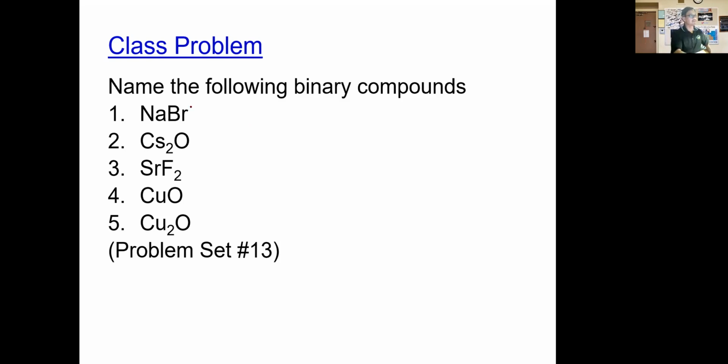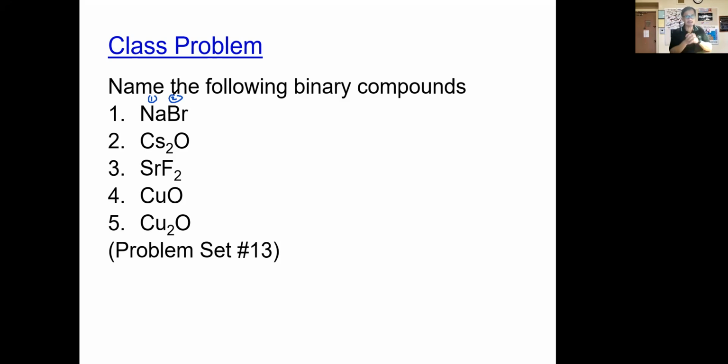Let me go ahead and open the annotation markers. Let's answer the first question in regard to number one here. First of all, is this a binary compound? The answer should be yes, because it's made up of two elements: Na, that's sodium, and the element Br, which is bromine. So there it is. This is a binary compound. It is made up of two elements, sodium and bromine.